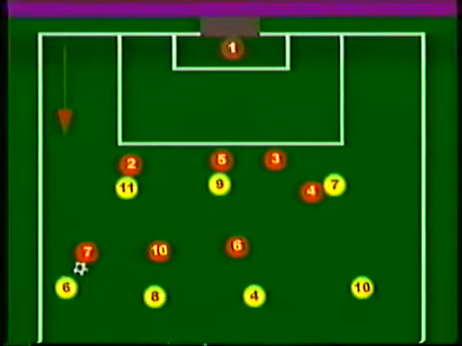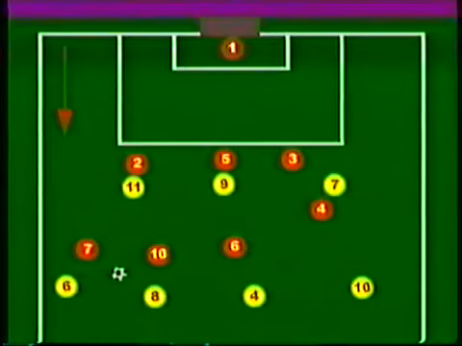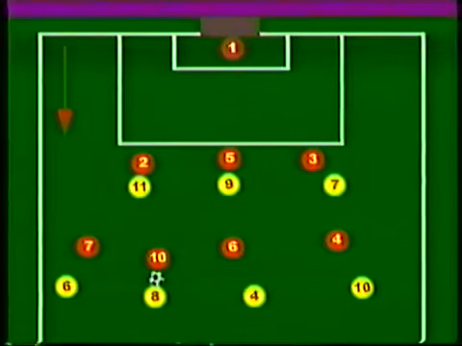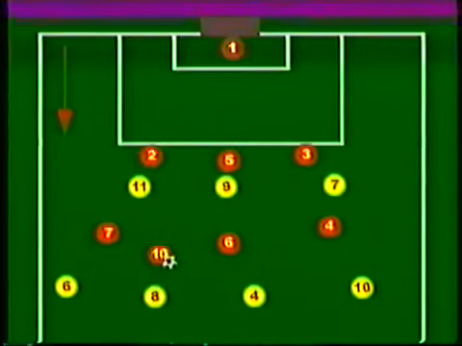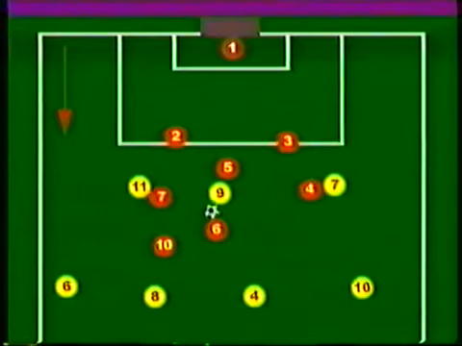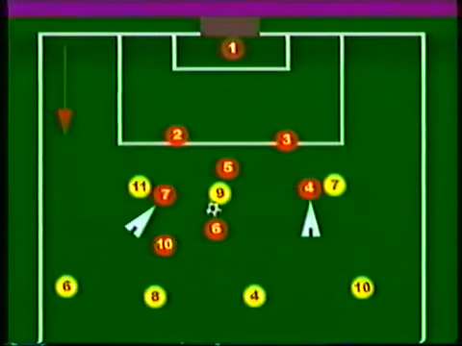As a general rule, when the ball is on the wings, the side midfielder who is on the weak side should always integrate with his defense in order to have superiority in numbers. When the ball is passed to one of the opposing forwards, both side midfielders should take a position along the defensive line.